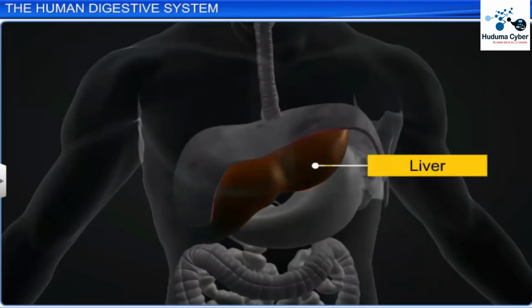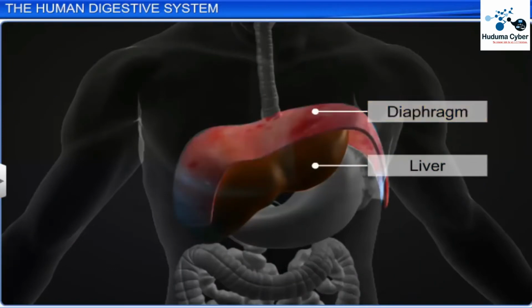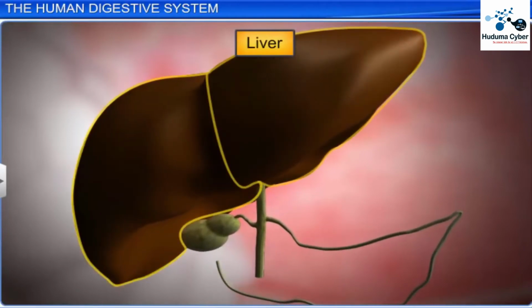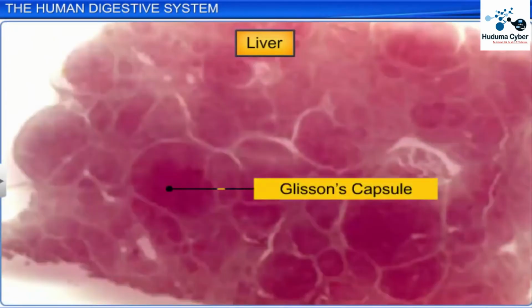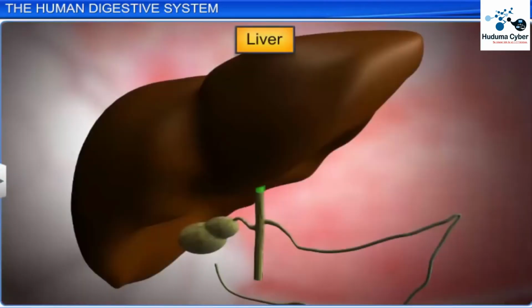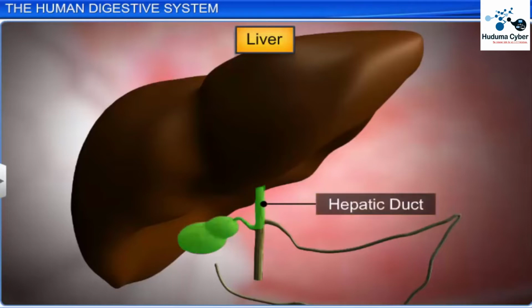The liver, the largest gland of the body, is located in the abdominal cavity, just below the diaphragm. It has 2 hepatic lobes, which are covered by a thin connective tissue sheath called the Glisson's capsule. These lobules contain hepatic cells called hepatocytes, which are arranged in the form of cords. The bile secreted by the hepatic cells passes through the hepatic ducts and is stored and concentrated in the gallbladder.